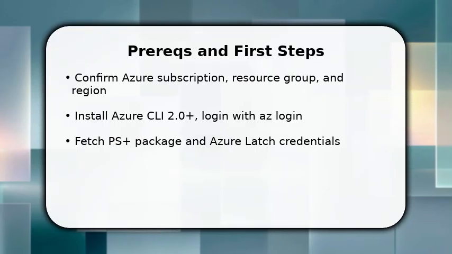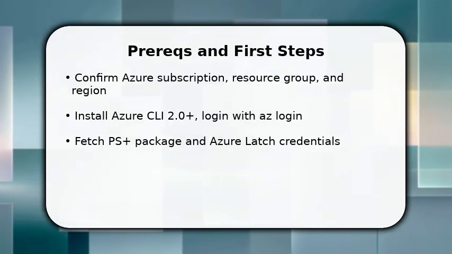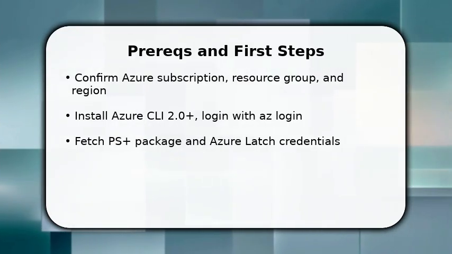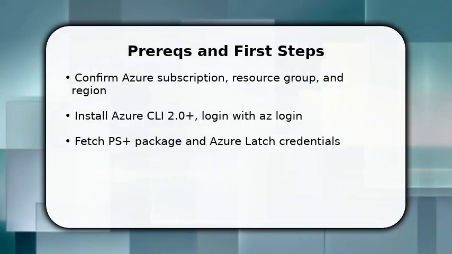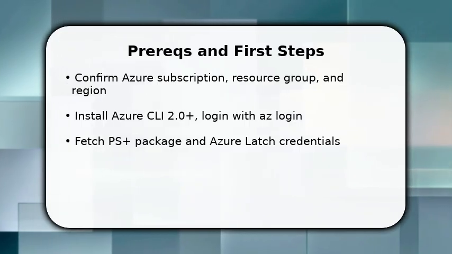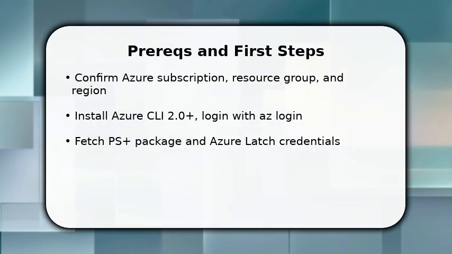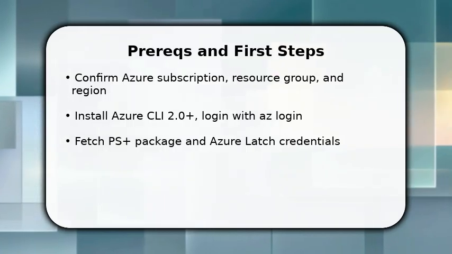You start by validating prerequisites: a paid Azure subscription, a resource group in the target region, and PS Plus access credentials. Once confirmed, install and update Azure CLI, then authenticate with az login. This enables scripted resource creation.